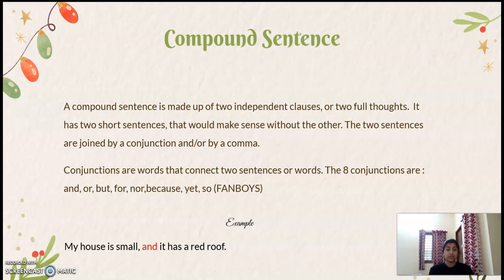It's hard to remember these conjunctions. So just remember fanboys: for, and, nor, because, or, yet, so. For example, my house is small and it has a red roof. So these are two ideas. My house is small, it has a red roof. And they're connected by the conjunction and.